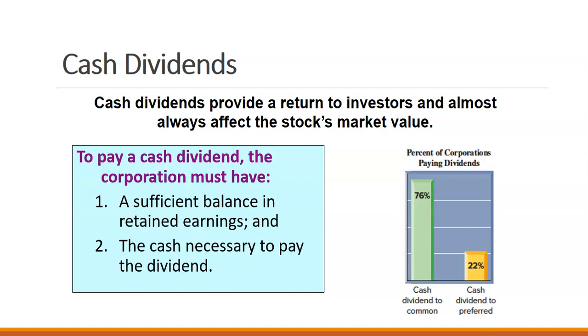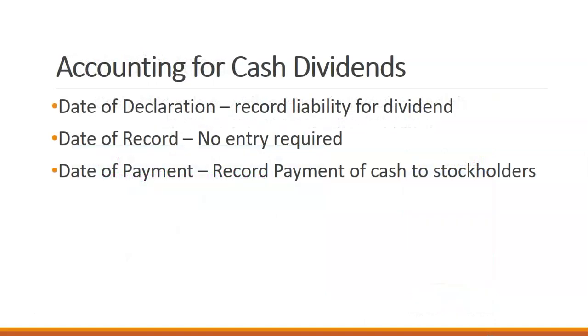To pay a cash dividend, the corporation has to have a balance in retained earnings and the cash necessary to pay out that dividend. So we have to have available cash flows and the savings in our retained earnings. When we declare a dividend, on the date that we declare the dividend, we record the liability for the dividend. The date of record is when we stop trading for those stocks that are getting a cash dividend.